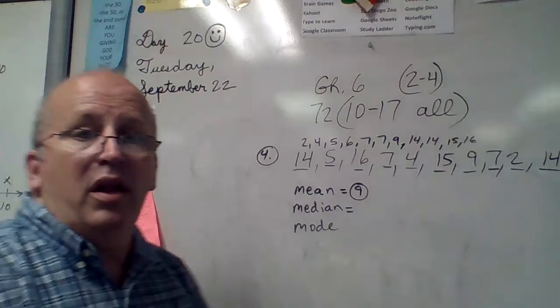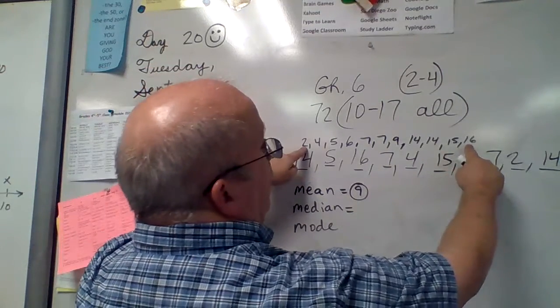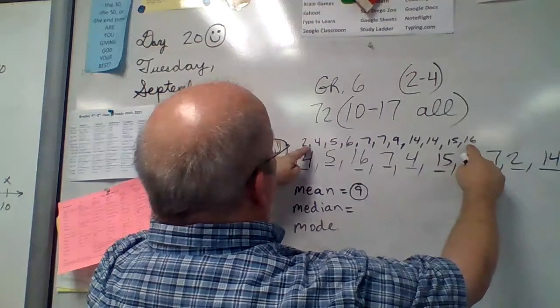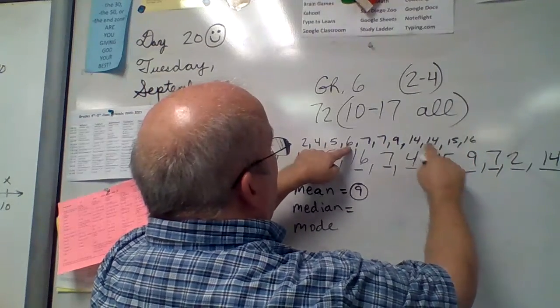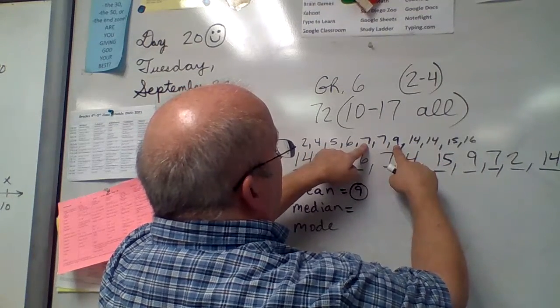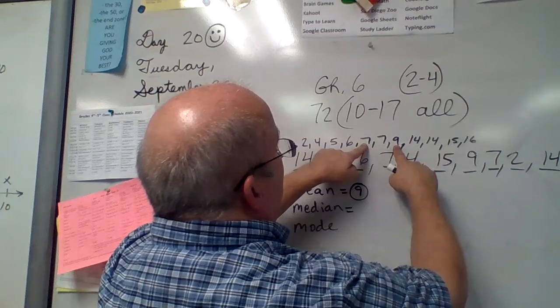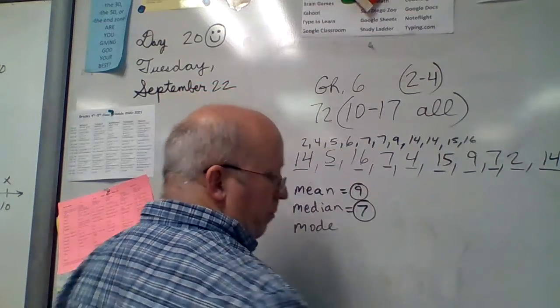Smallest to largest. Now, watch what I do with them. I'm going to look for the middle number. So I'm going to start counting at both ends. 2 and 16, 4 and 15, 5 and 14, 6 and 14, 7 and 9. What's the middle number? The middle number in this set of data is the number 7. So that's our median. 7's our median.